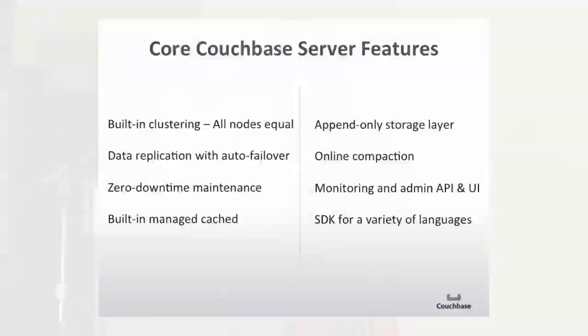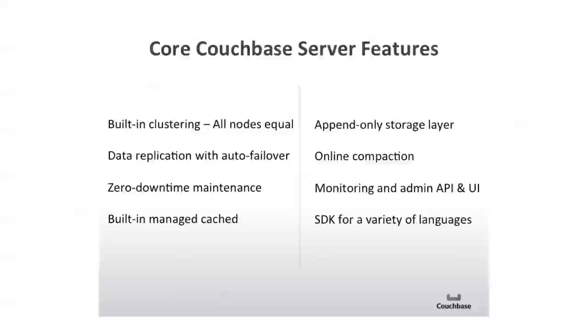So let's take a look at some of the core features. We have built-in clustering. What this means is all nodes are equal, they're all identical, and no node is really special. So if a node goes down, another one can take its place. Every node has a data manager and a cluster manager, and we'll take a look at the architecture in a bit. Data replication. So this is intra-cluster replication with failover. You can have automated or manual failover. No downtime with upgrades.